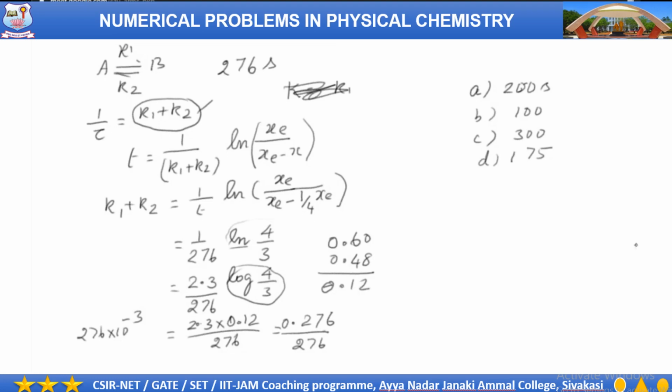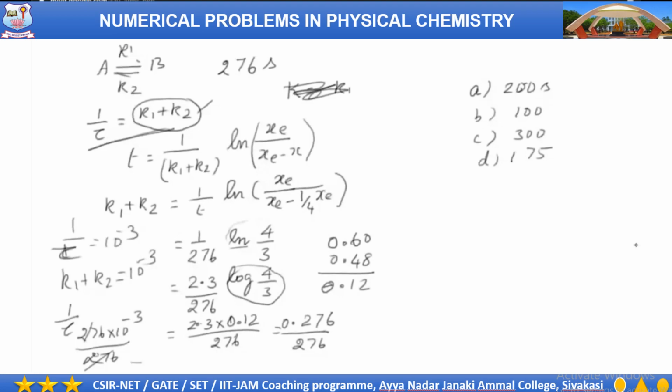Now, 2.3 times 0.12 is 0.276, and this by 276, this and this cancel. K1 plus K2 is equal to 10 power minus 3. But what is asked? The relaxation time. Relaxation time is 1 by K1 plus K2. Therefore, 1 by tau is equal to 10 power minus 3. Therefore, tau is equal to 1000.